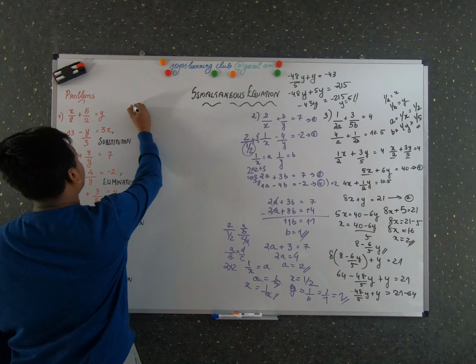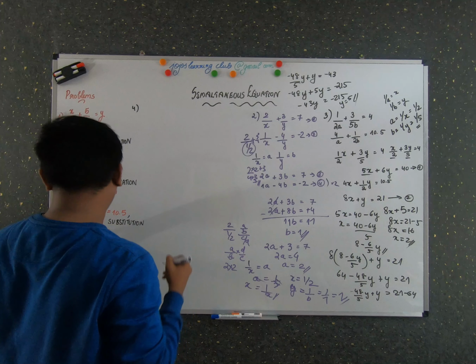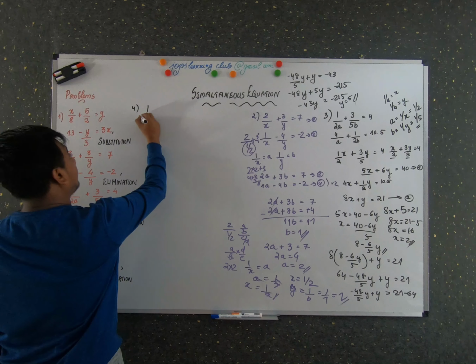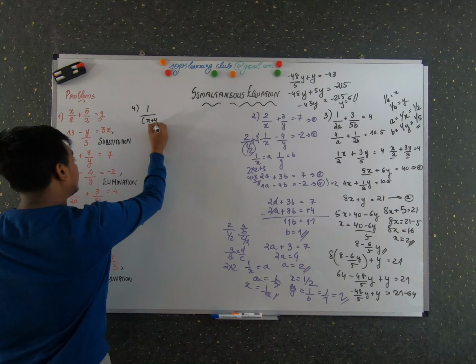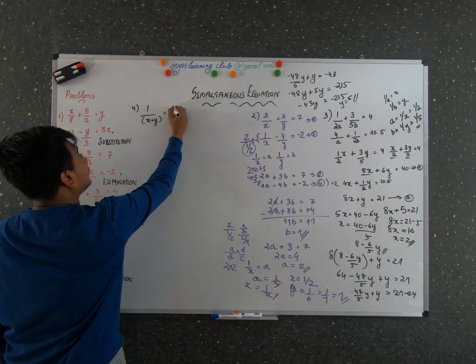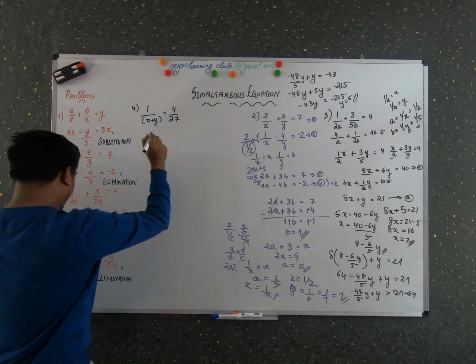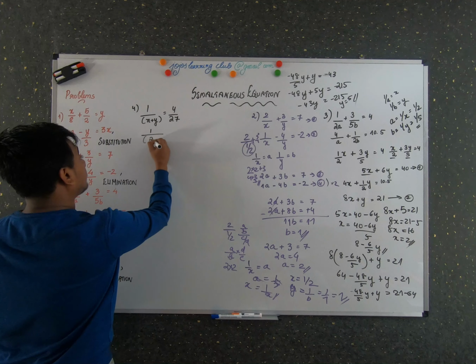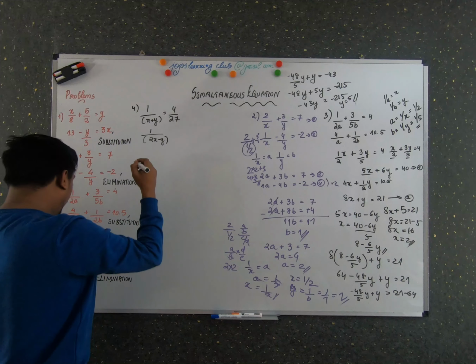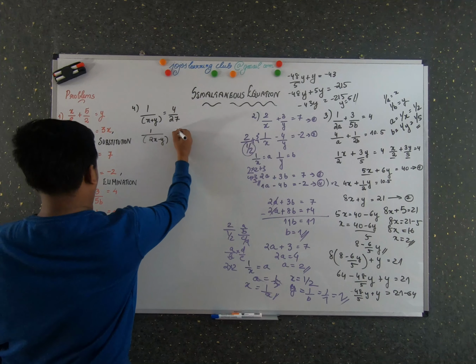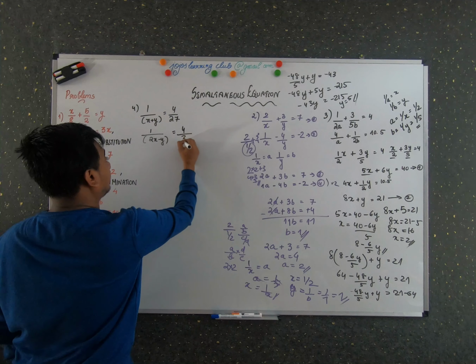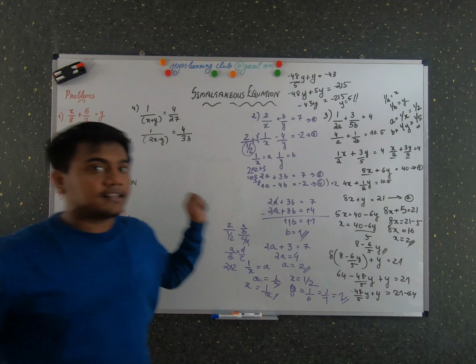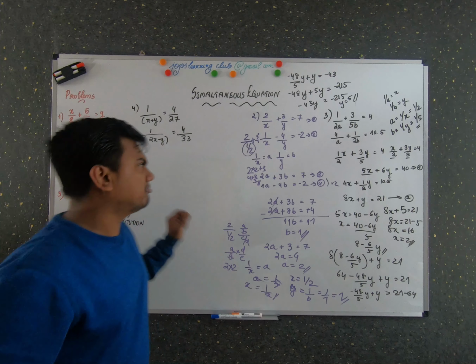So let me write first the question. The fourth question is 1 by (x + y) is equal to 4 by 27. Okay, I understood that. The second problem is 1 by (2x - y) is equal to 4 by 33 this time. So when you get these kinds of problems, what would you rather think?